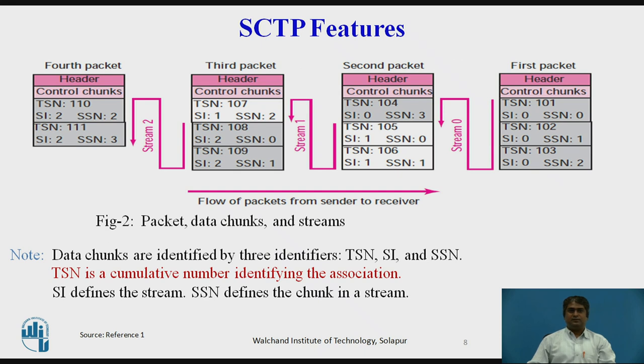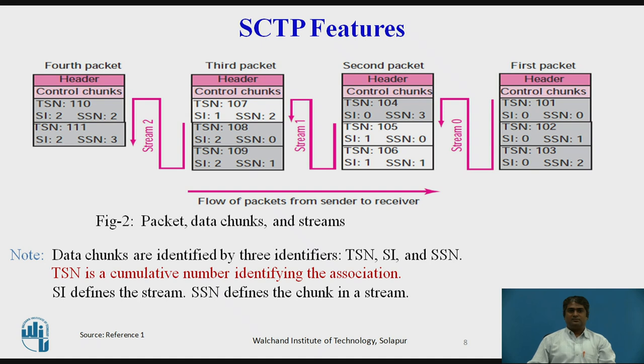In SCTP, we have data chunks, streams, and packets. An association may send many packets. A packet may contain several chunks, and chunks may belong to different streams.